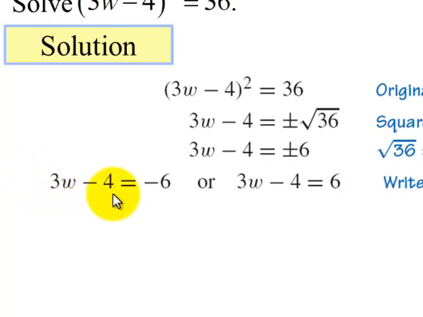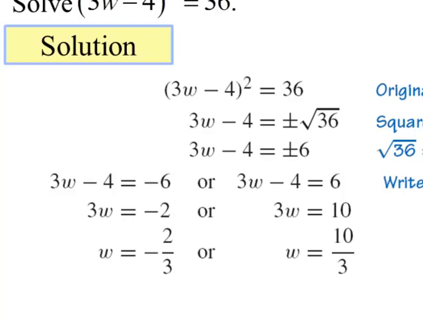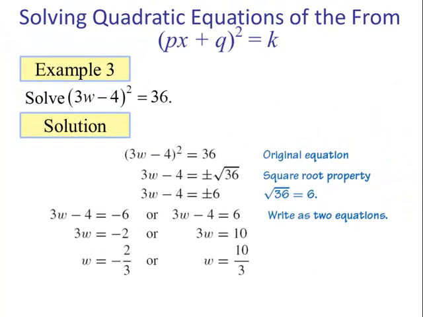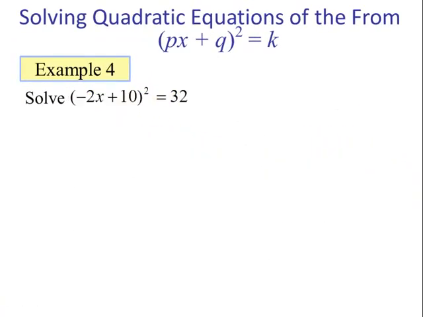For this equation, we're going to add 4 to both sides, and we're going to add 4 to both sides here. And then we divide by 3 and divide by 3. And we have w equals -2/3 or w equals 10/3. These are two solutions for this equation.